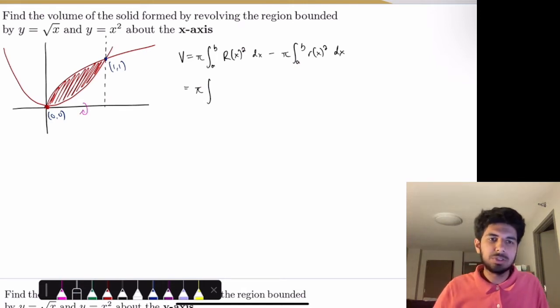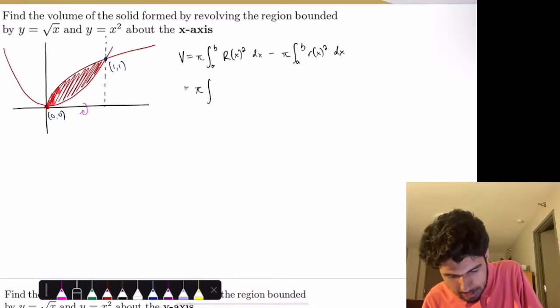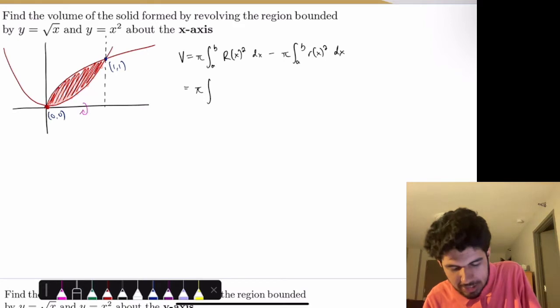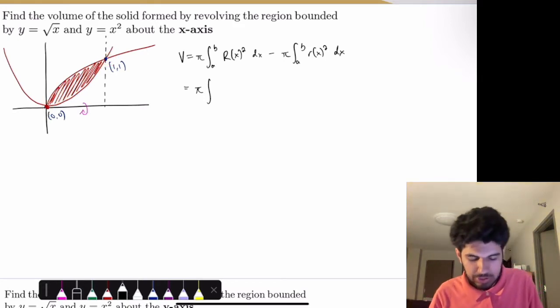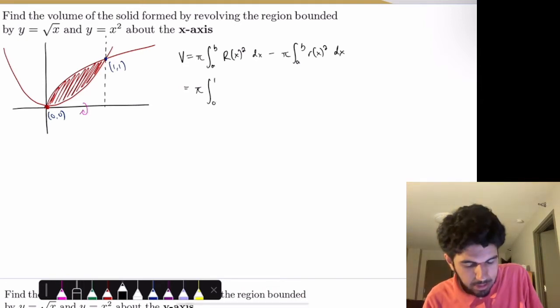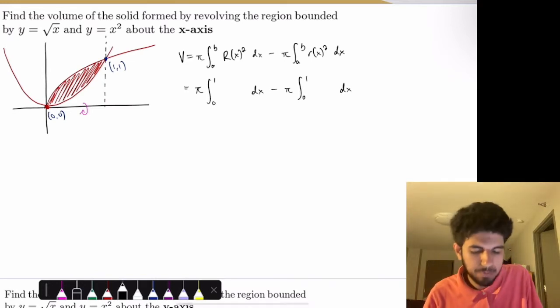The limits are usually indicated by the intersection points. And indeed, we're summing up these areas here. So we start at x equals 0, and we end at x equals 1. Those are going to be our limits. I'll leave r of x blank for the moment, and these will have the same limits as well.